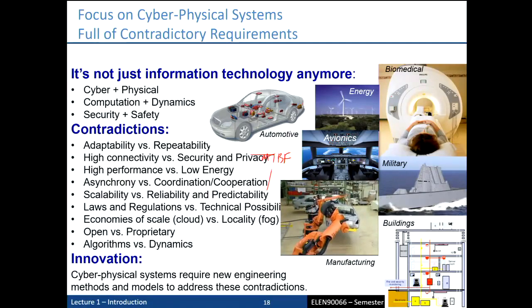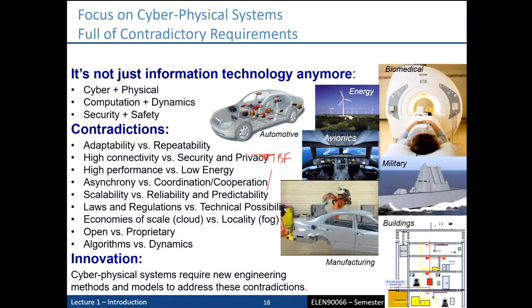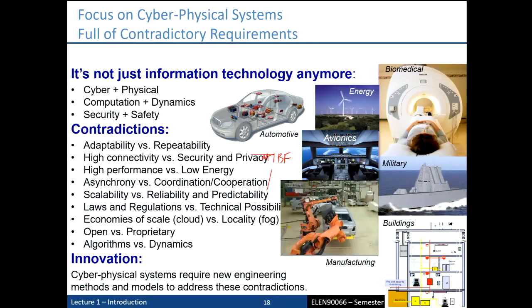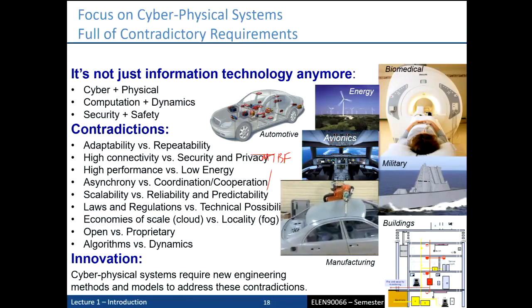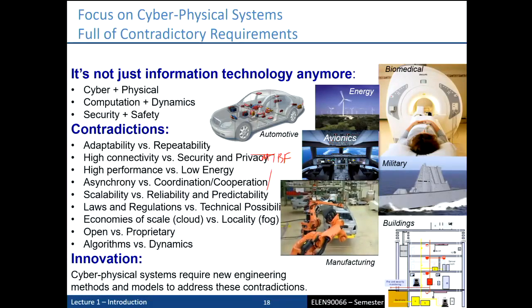Okay, so this is the thing. You guys are going to be the next generation of innovators, right? Our time is over, so it's up to you guys. Cyber-physical systems require these new engineering methods that think about all these contradictions all at once. And you need new engineering methods and models to address these contradictions.